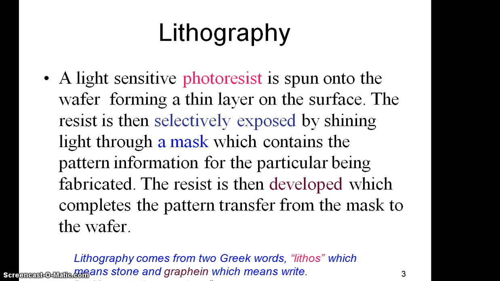Lithography is a very key step because it decides how your actual device after fabrication would function. And this step will decide in reality how it is going to function. A light sensitive photoresist is spun onto the wafer, forming a thin layer on the surface. The resist is then selectively exposed by shining light through a mask which contains the pattern information of the particular device being fabricated. The resist is then developed, which completes the pattern transfer from the mask to the wafer.